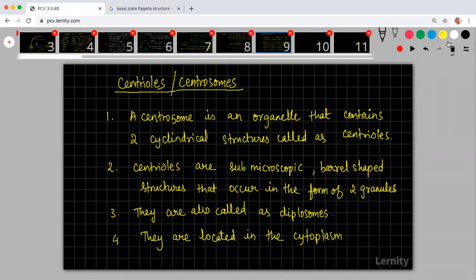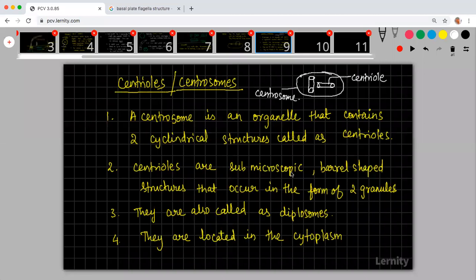So if you see, this is a centrosome. It will have two cylindrical structures which are lying perpendicular to each other. These two things are called the centriole, and this is your centrosome. So that is what the first point is trying to tell: a centrosome is an organelle that contains two cylindrical structures called the centriole.